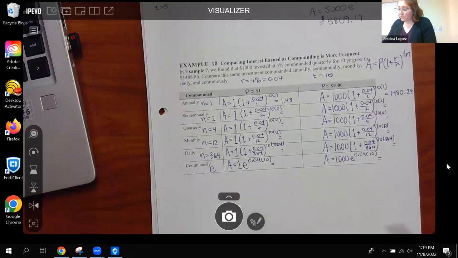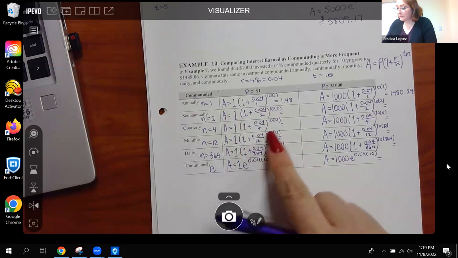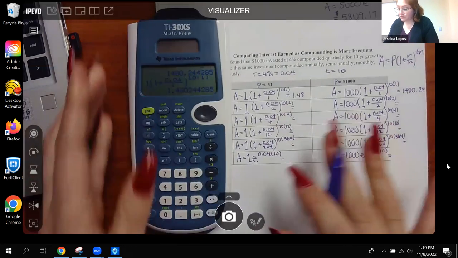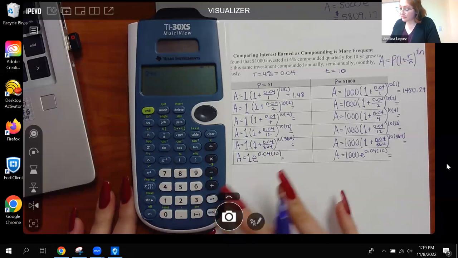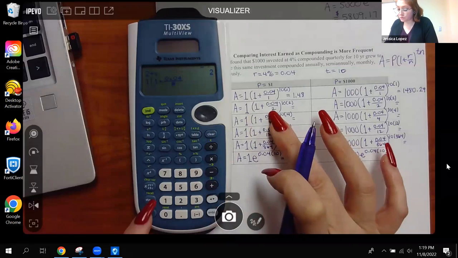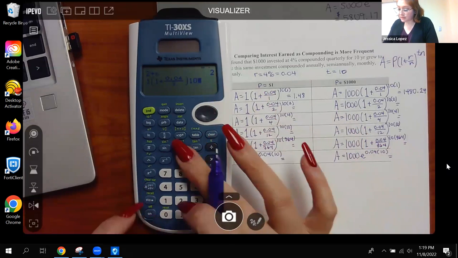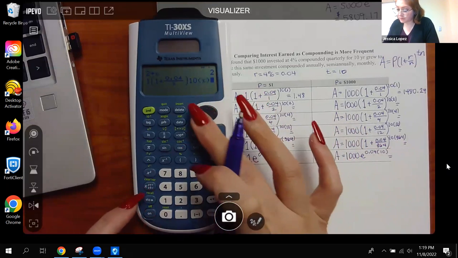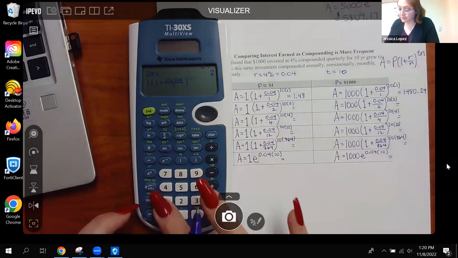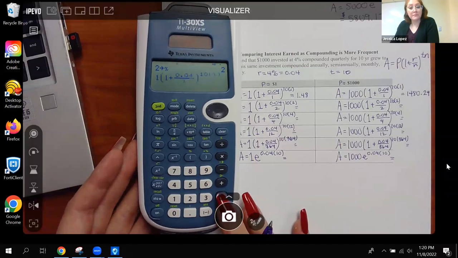So let's go ahead. Now notice the only thing that changes for all of these is the N, right? So I'm going to plug in these same numbers and I'm going to make the variable in my calculator where the twos are. So I'm going to say 2 store is X. One parentheses, one plus 0.04 over, and instead of 2, I'm going to put X, parentheses, and then 10 times X. Oops, I didn't hit my power button. Raise to the 10 times X. So when I put in 2 for X, it's going to plug in a 2 there.